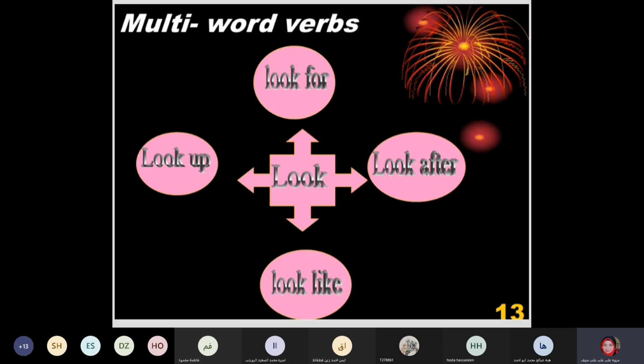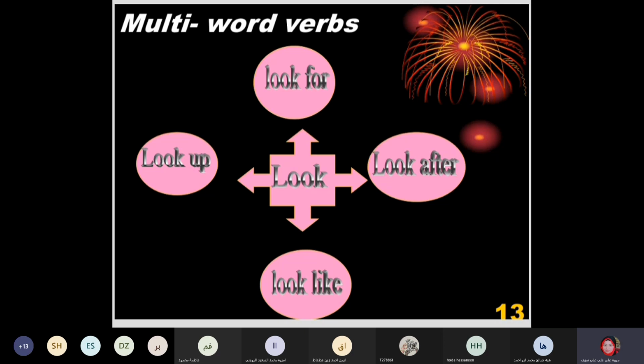What does look like mean? The same as, similar to, similar to, be similar to. When I say that this daughter looks like her mother, she is similar to her mother, she's like her.